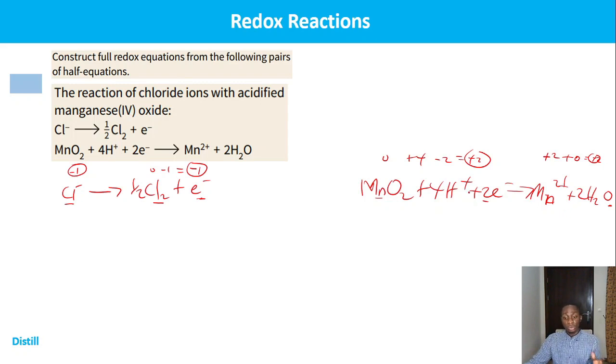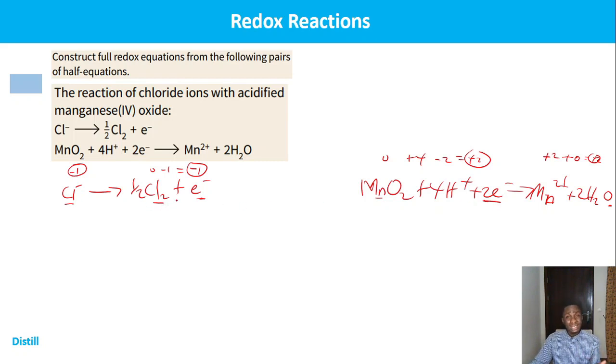Now the next thing we want to do is to complete the number of electrons on both sides. Remember, it's a redox reaction. That means that if 2 electrons are lost from one side, 2 electrons are gained from the other side. So if you check here, we have 2 electrons gained here. That means that 2 electrons must be lost here.